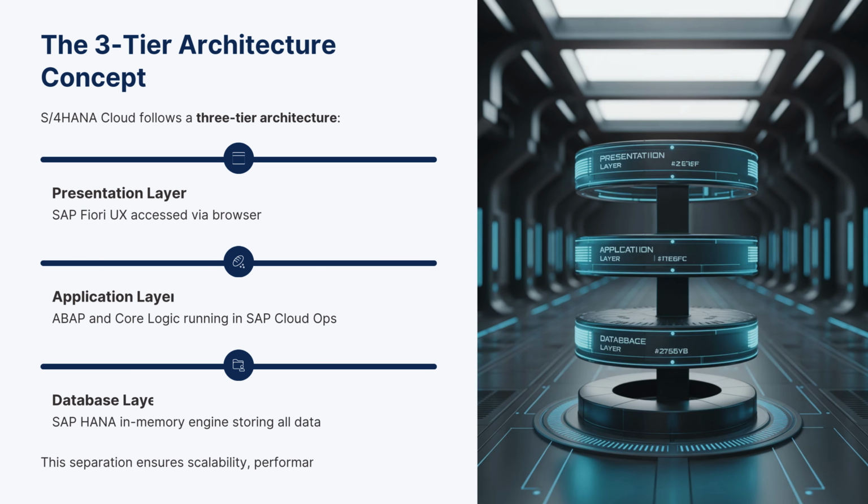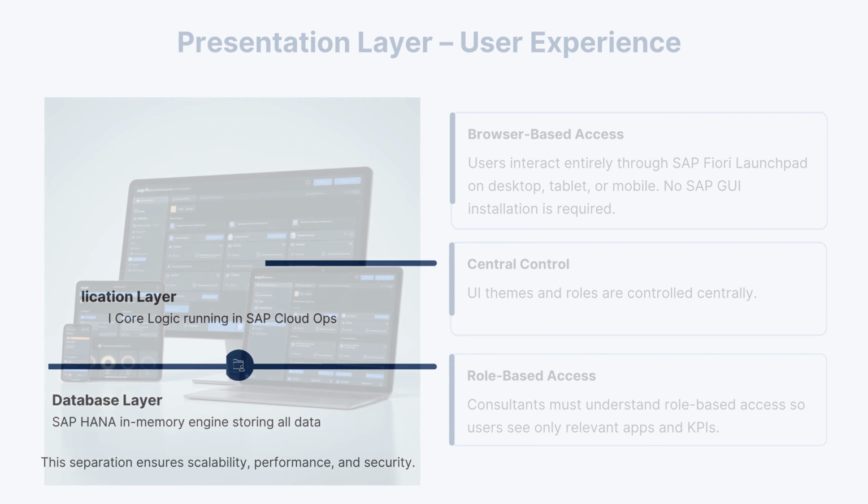The three-tier architecture concept. S/4HANA Cloud uses a three-tier architecture for reliability and performance. At the top is the presentation layer, the SAP Fiori user interface accessed through a web browser. The application layer runs the ABAP logic and business rules, and beneath that, the database layer houses SAP HANA, where data is stored and processed in memory. This separation ensures scalability, security, and real-time performance across all tenants.